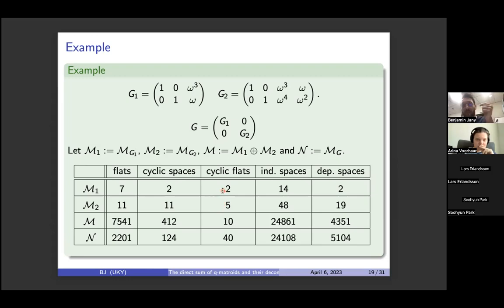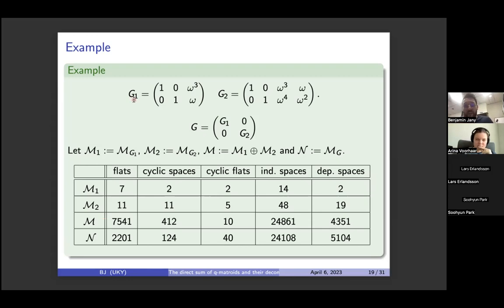But something interesting you might see from this example is that this block diagonal matrix, the q-matroid induced by this block diagonal matrix, is not the direct sum of M1 and M2. And if you know a little bit about matroid theory, you might realize that usually this block diagonal matrix represents the direct sum of the two components. But from this example, we see that this is not true for q-matroids, and we'll actually talk a little bit about it afterwards, okay?